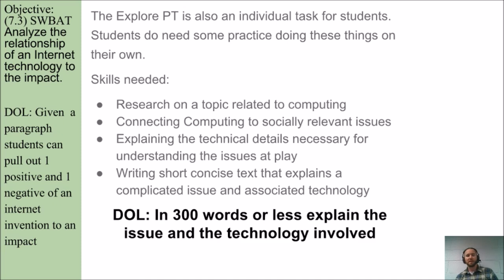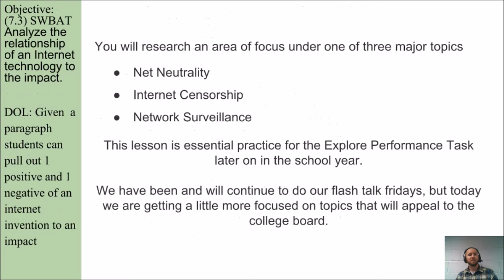The Explore PT is also an individual task for students. Students do need some practice doing these on their own. Skills needed: research on a topic related to computing, connecting computing to socially relevant issues, explaining the technical details necessary for understanding the issues at play, and writing short, concise text that explains a complicated issue and associated technology. So it says, in 300 words or less, explain the issue and the technology involved. So you're choosing from one of these three right now. 300 words or less, explain how one of these three have an impact.